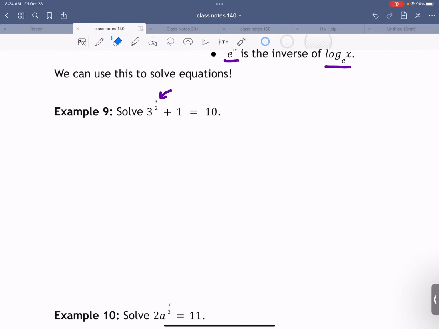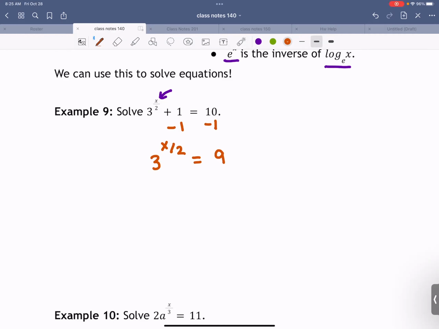Okay. Now looking at this, it looks like the hardest part of the question is the exponent, right? That looks like it's making the question hard. Let's put that on one side of the equation and put everything else on the other side of the equation. Okay. What I mean by that is subtracting 1 on both sides. Okay. If I do that, I'm going to get 3 to the x over 2 equals 9. Now, this is really nice because now my hard part is on one side of the equation. The easy part is on the other side of the equation. Okay. I have an exponential going on here.